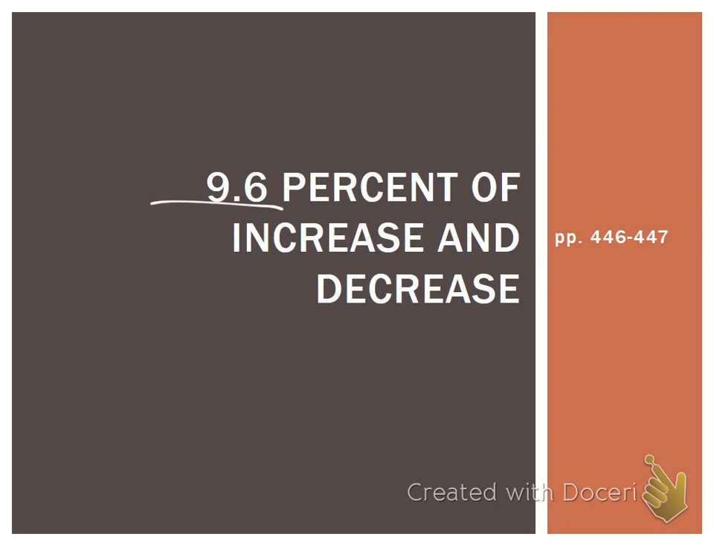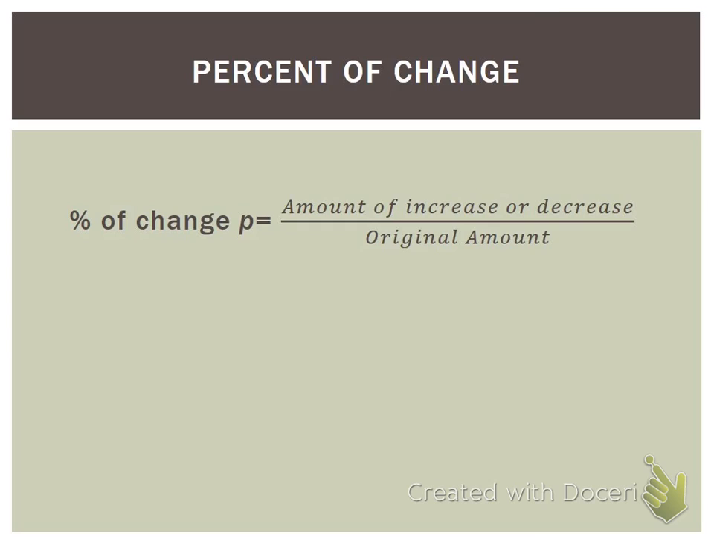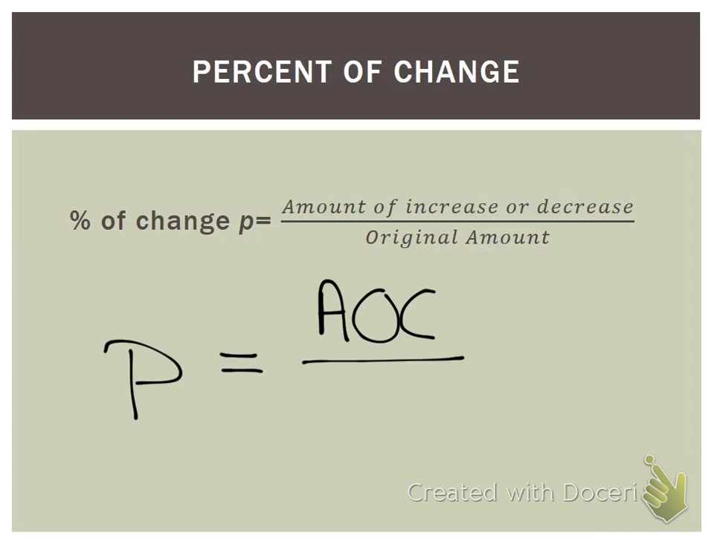Today we're in section 9.6, percent of increase and decrease. You need to know a formula. Percent of change equals the amount of change over the original amount. We're going to abbreviate it by writing P equals AOC, which stands for amount of change, over ORG, which stands for the original amount. So it's just a shortened way that we can write it.